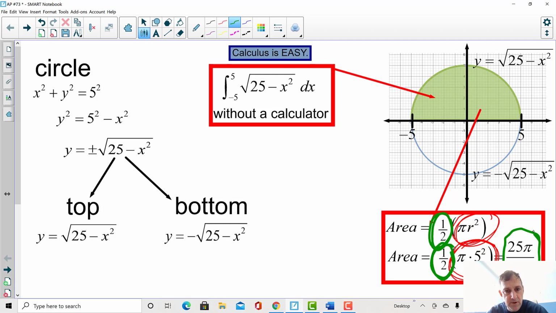So this one was more of a pre-calculus question than anything, but you did have to remember the equation for a circle in order to figure this one out. It was a little bit tricky. All right, let's go to the next question.